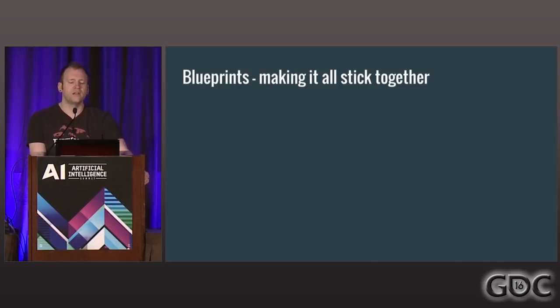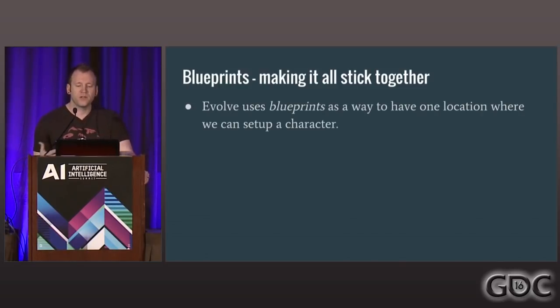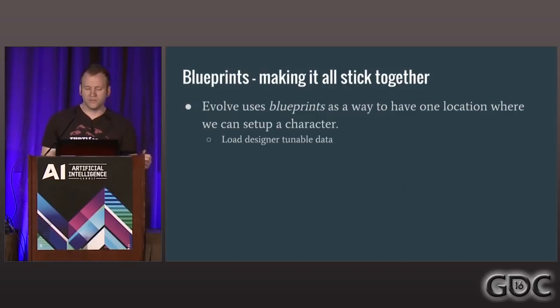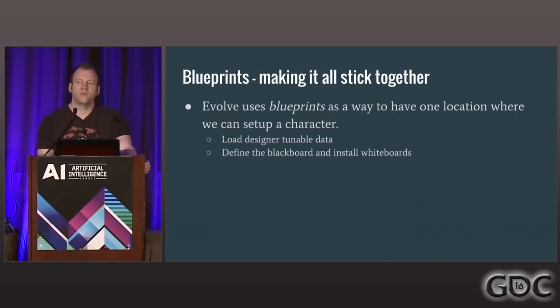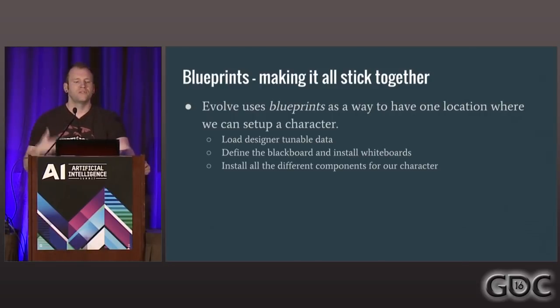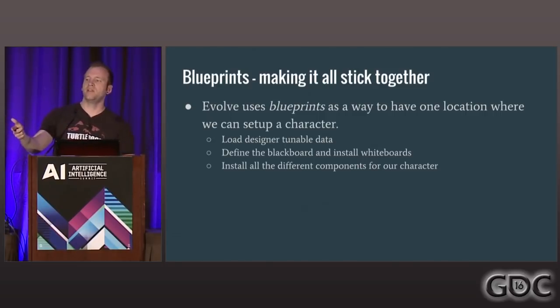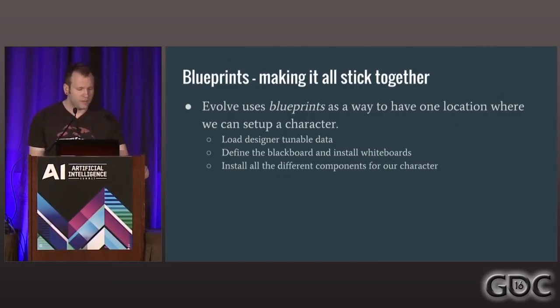So something I haven't talked about is our blueprints. Evolve uses blueprints to have one location where we can set up a character. This is the integration step that Chris was talking about earlier. Here we load our designer-tunable data, we define our blackboards and install our whiteboards, and we install the other components that make up that character: their sensors, their behavior trees, things like that. And as we install our sensors and build our BTs, this is where we do all our wiring, right? We tell the sensors where to dump their data in the blackboard, and we tell our behavior tree what blackboard variables to look at.